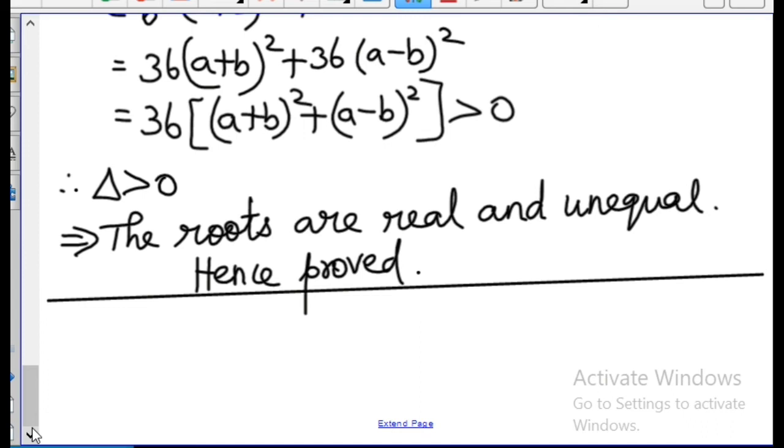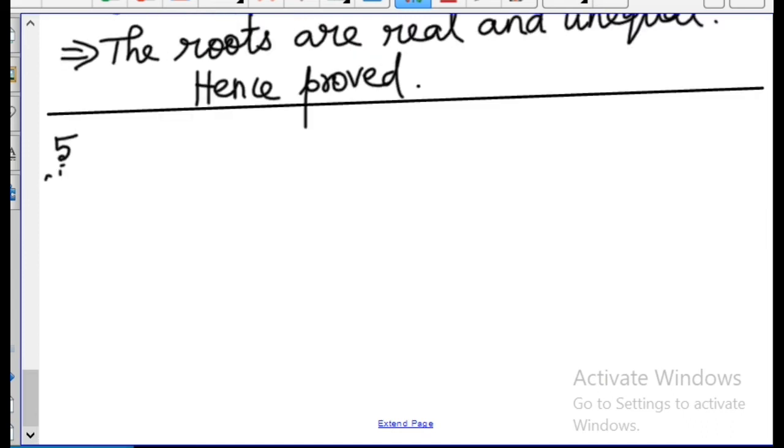Next, fifth sum. Here in the fifth sum, the question is, if the roots of the equation, they give one quadratic equation, are real and equal. In the condition itself, they are giving that the roots of the given equation are real and equal. We have to prove two conditions.